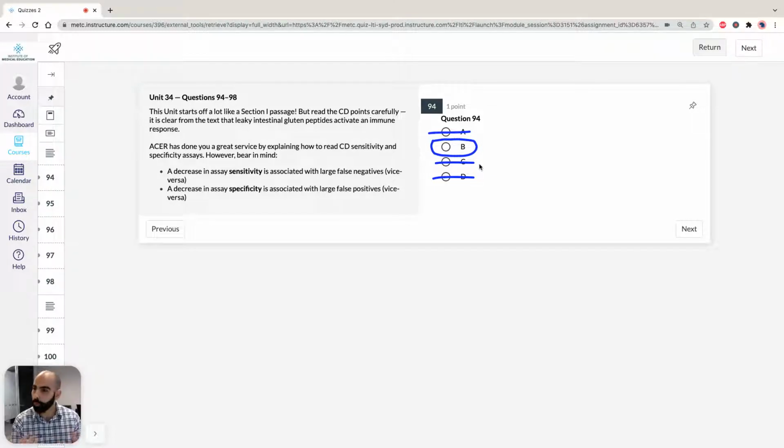I mean, you could say it's a normal immune response anyway, but again, C is related to B. So they're all related to the fact that the intestine is permeable to gluten peptides. That's important. So question 95 now.